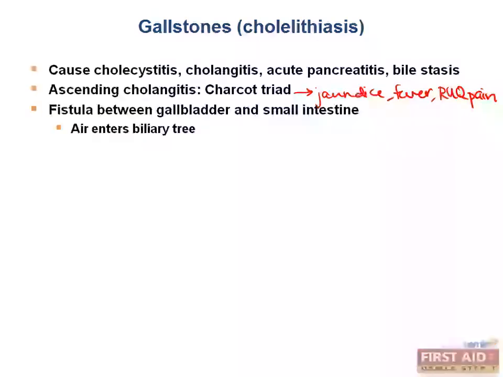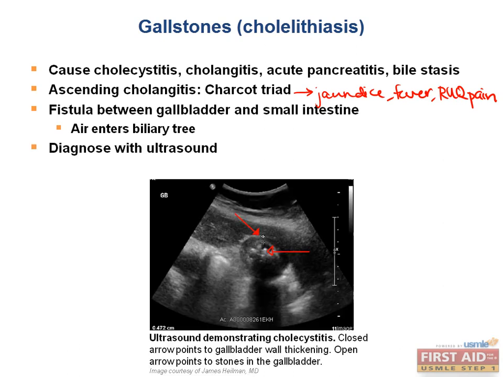Rarely, gallstones can cause a fistula between the gallbladder and small intestine, which allows air to enter the biliary tree. In the event of a fistula, a gallstone could go directly into the small intestine without passing through the bile duct system and obstruct the ileocecal valve, causing ileus. This is called gallstone ileus. This will sometimes show up on the exam as an image with air in the biliary tree. Here you can see a diagnosis done by ultrasound.